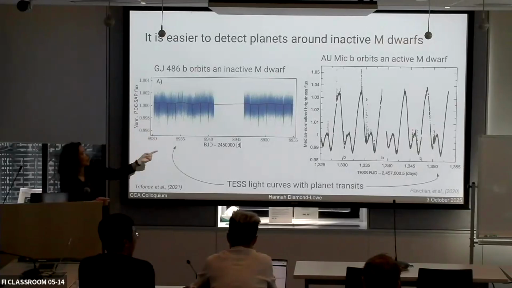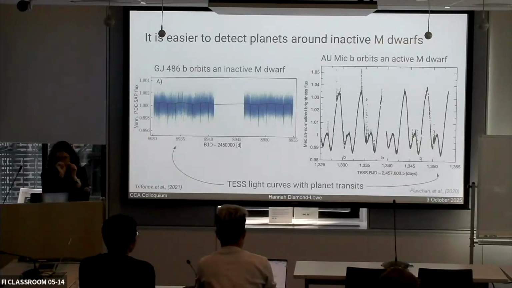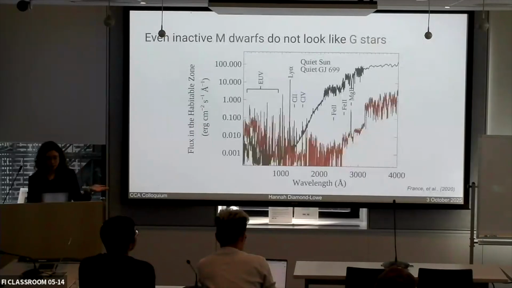And as you can see, if you have a ton of modulation in your photometry, it's just going to be harder to find that little planet dip. These little b's down here, right? We actually have found a planet around AU Mic, but it's much harder. Whereas here you can by eye see these little transit dips. Okay, great. Inactive M dwarfs.